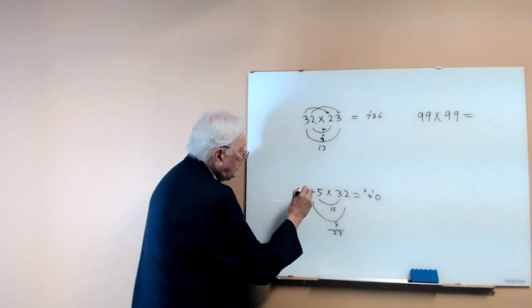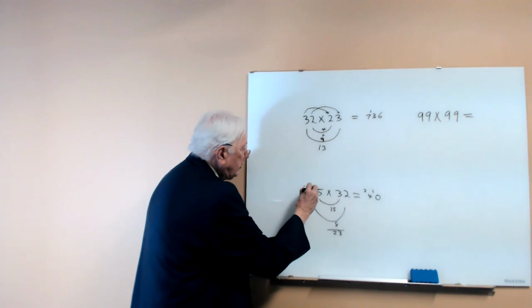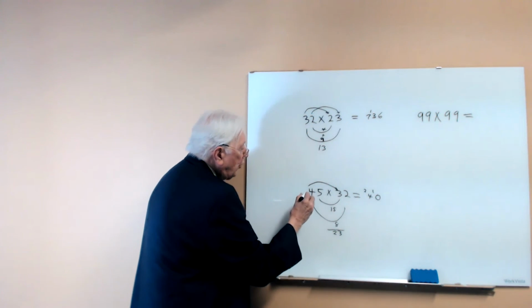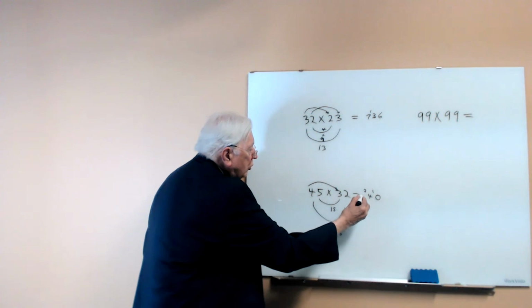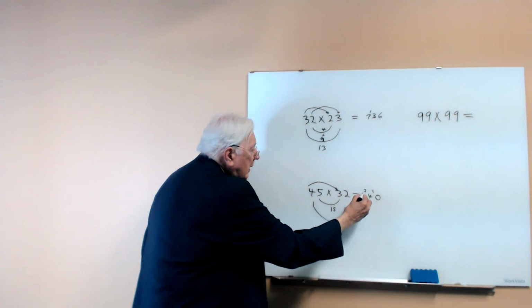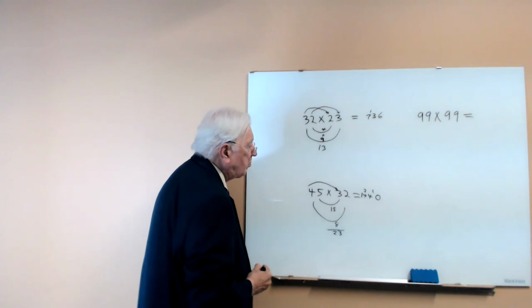Now we look at the product of the leading digits. 4 times 3 is 12, and we carry over 2, so 12 plus 2 is 14, and so that is our answer.